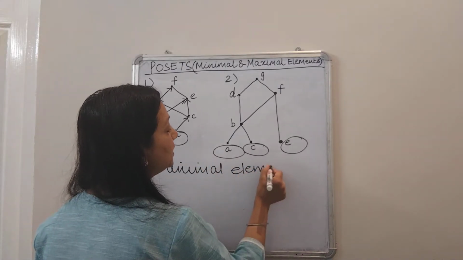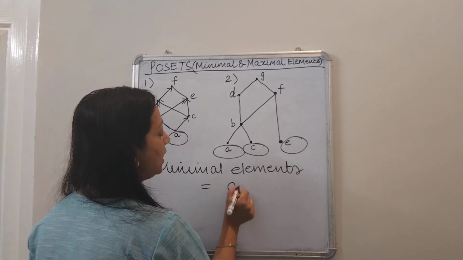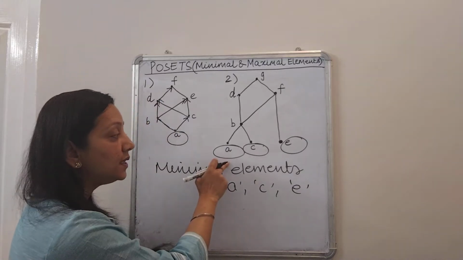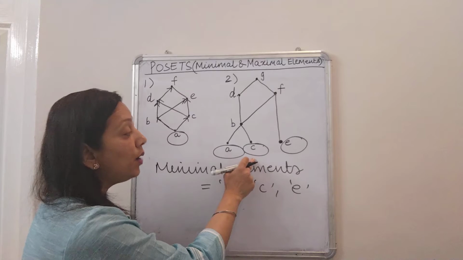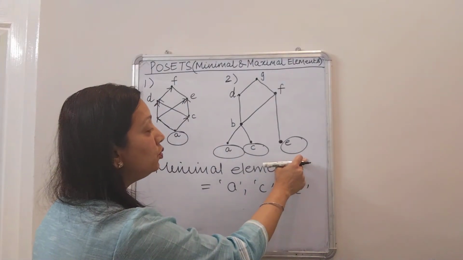The minimal elements in diagram number 2, or in the second hash diagram, are A, C and E. Because you can see that there is no element which is related to A, there is no element which is related to C, and there is no element which is related to E.